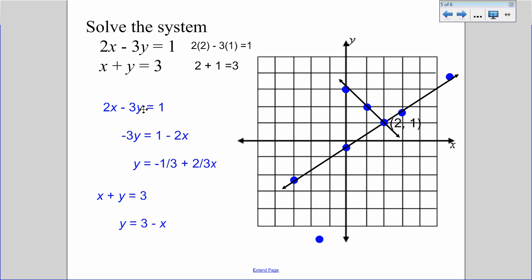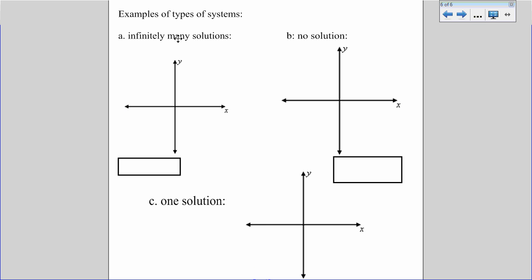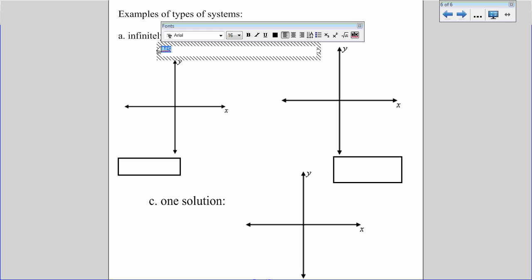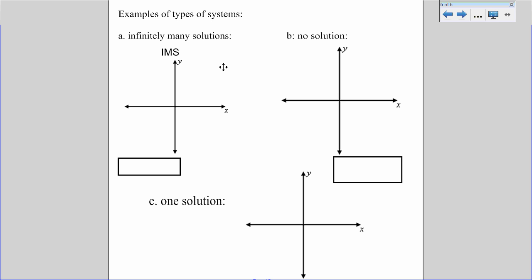So even when I'm graphing these fractions, I still know to find nice integer ordered pairs. And that's when we use graphing, is when we're going to have nice integer ordered pairs. Now what we want to do is do a little bit of review from what we learned in Algebra 1. There are different types of systems. Some systems have infinitely many solutions. We learned that as IMS is what you're going to recognize that as. Okay, and we'll still use that as our abbreviation.